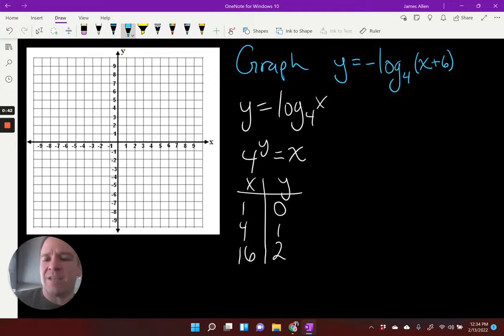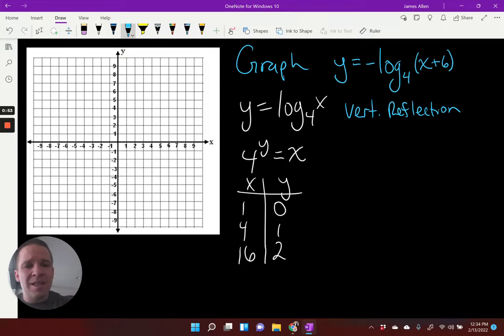Okay. Next up, transformations. So what does that negative even do? That is a vertical reflection. And then what does that 6 do? That's going to go left 6.